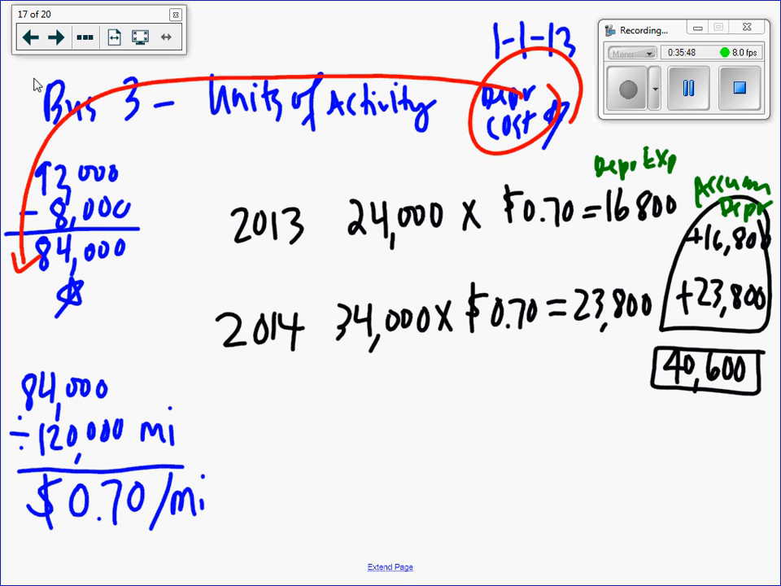Had we bought this thing on April 1st, would it have mattered? No, because units of activity are units of activity. How much did you drive the thing? Who cares if you owned it for 3 months, 9 months, or a year? Okay. How do you feel about all that? Taylor.